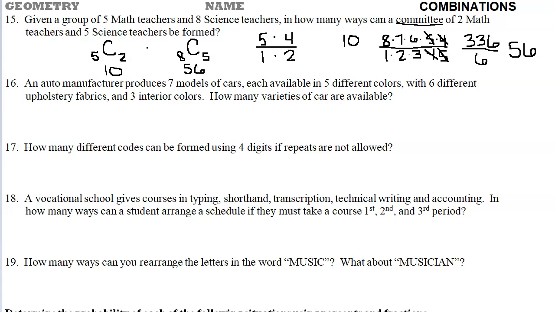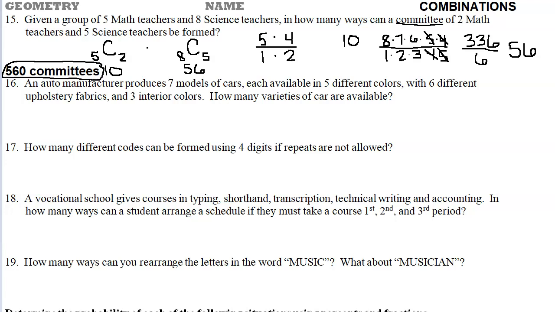And then how many committees of math and science teachers could be formed? You just multiply those numbers. And your answer would be 560. Alright, looks good from here.